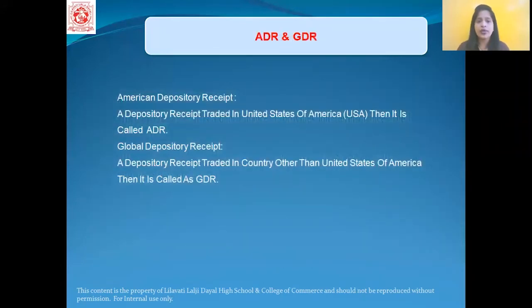Let's move on to the next topic, that is ADR and GDR. What is ADR and GDR? ADR stands for American Depository Receipt, GDR for Global Depository Receipt. Now, a depository receipt that is traded in the United States of America, USA, is called an ADR. And a global depository receipt is a depository receipt traded in a country other than the USA. So USA is ADR, other than USA is GDR.